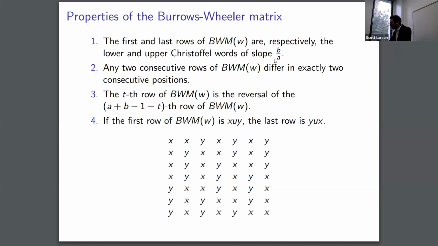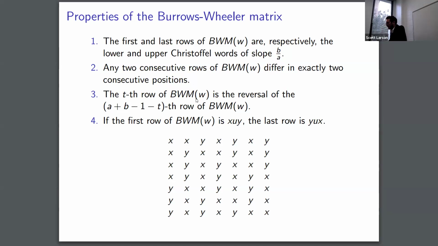Here's some properties of the Burrows-Wheeler matrix. We got the first and last rows are the lower and upper Christoffel words of slope b over a. So, right, we saw that earlier in the previous slide. Of course, our last row is also the upper Christoffel word. Two consecutive rows differ in exactly two consecutive positions. Specifically, they swap an x and a y. So we got our first row here, and our second row here. Obviously, they're all the same, except you just swap the x and y here, and that'll be consistent throughout the matrix. That's what kind of creates the cascading pattern that we see.